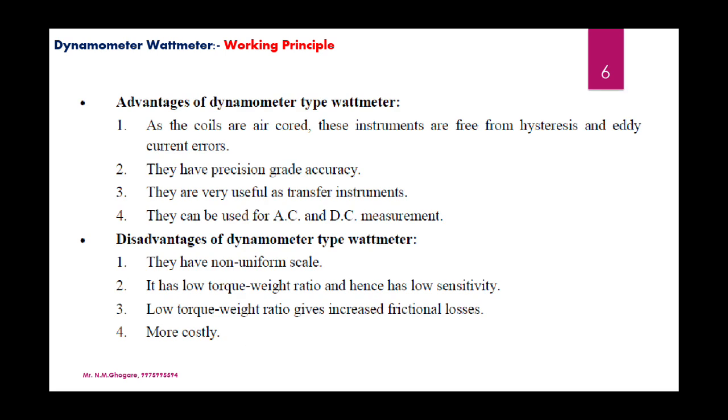There are different advantages and disadvantages of the dynamometer type wattmeter. First, we will discuss the advantages. As the coils are air core, these instruments are free from hysteresis and eddy current error. They have precision grade accuracy, are very useful as transfer instruments, and can be used for AC as well as DC measurement.